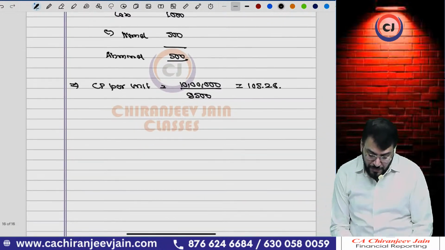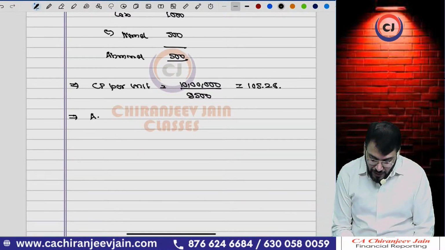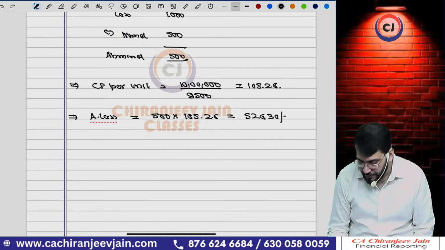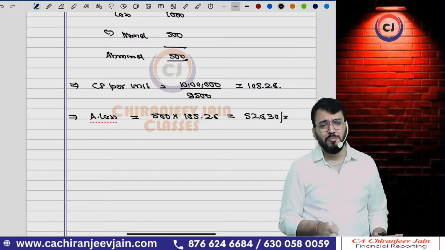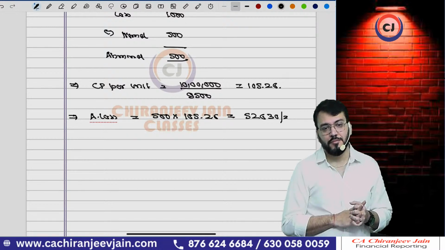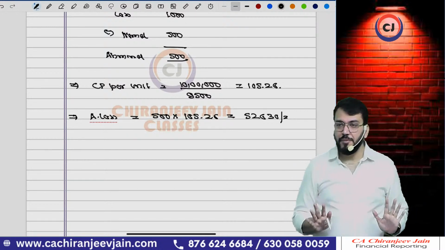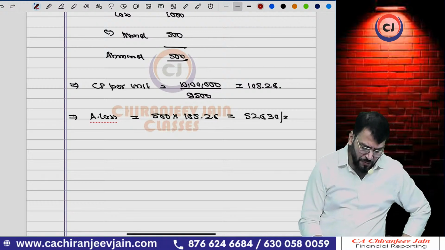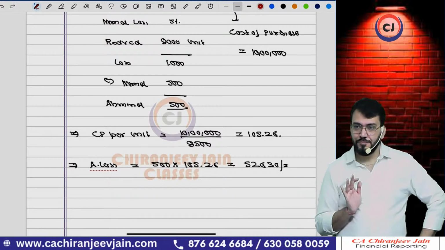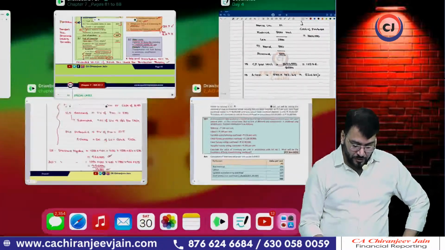Correct. And then they may ask you one more question. What is the abnormal loss? The abnormal loss will be 500 into 0.26, which is equal to 52,630. Excellent. Understood. So they may ask this type of question. Chances are rare. Only for revision purpose I have done. But in CA Inter level and CA Foundation level we do this only. Okay sir. Done. This is also done.